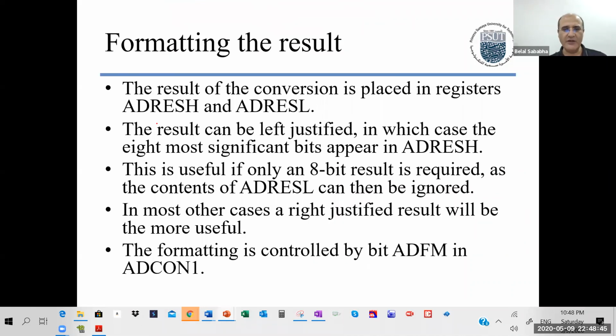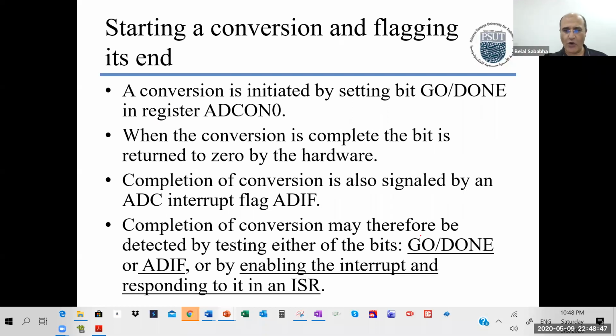Okay, go done. When we say go, we wait for this same bit we wrote to become 0 again, or we look for an interrupt flag. We can wait by polling: while this is not equal to 1, keep waiting, or we can enable the interrupt and deal with the result when we're sent to the interrupt service routine.